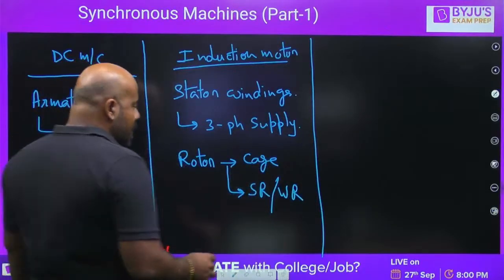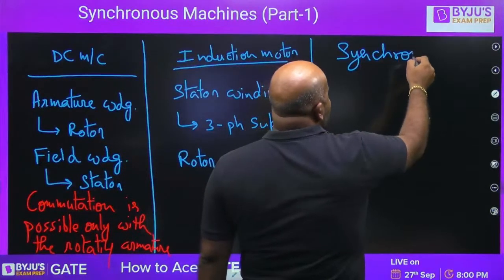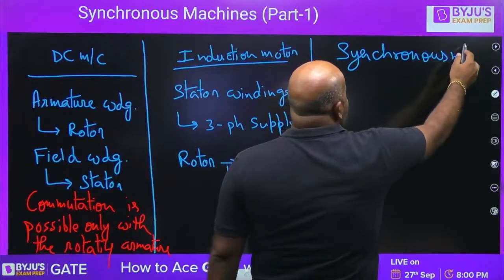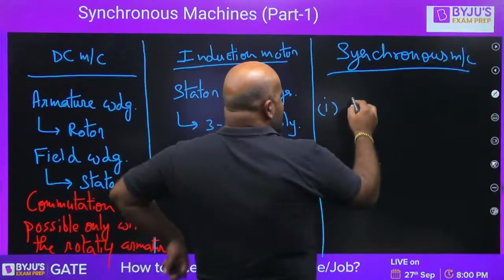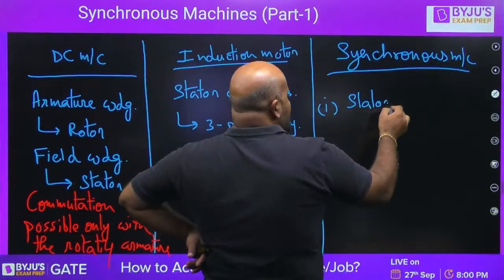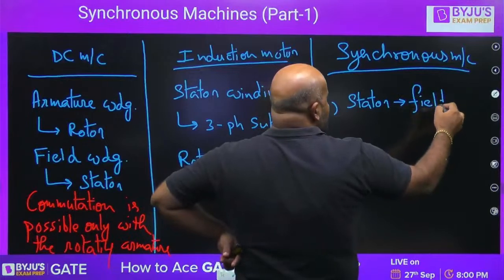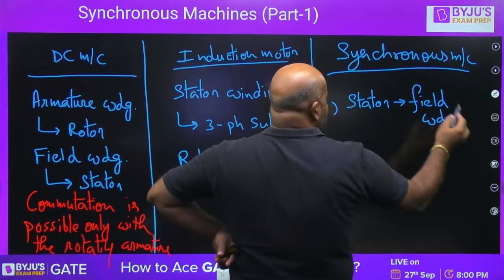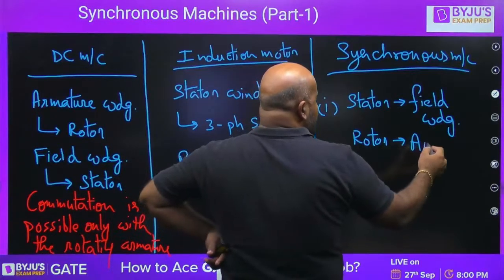It is fixed. But when it comes to synchronous machines, two types of constructions are possible. First, you can have the field windings on the stator, and the armature windings on the rotor.